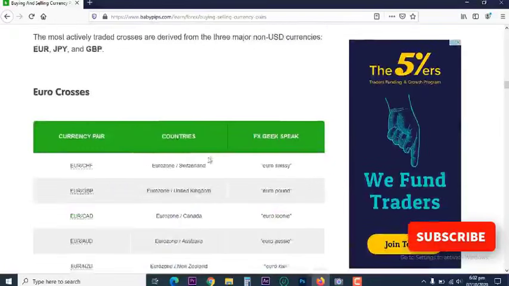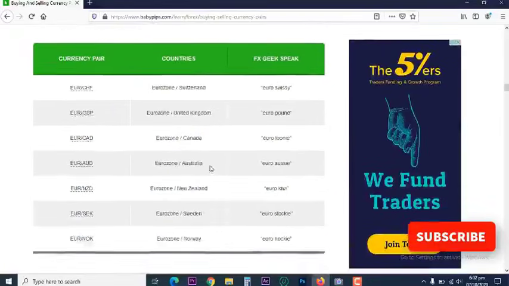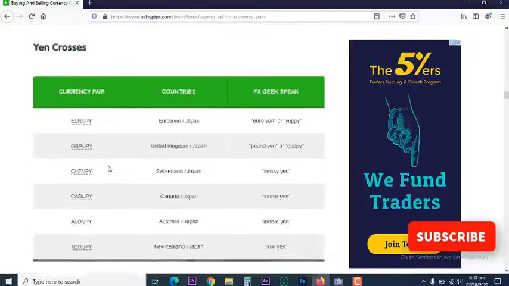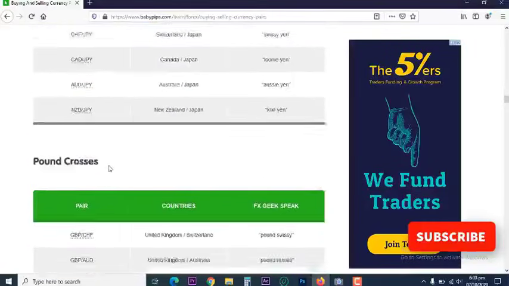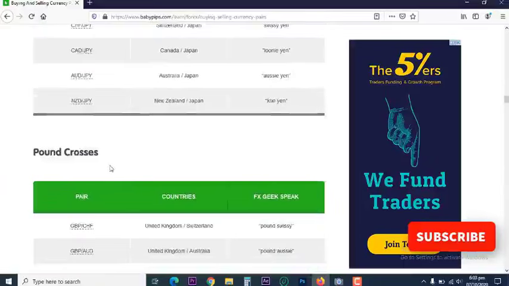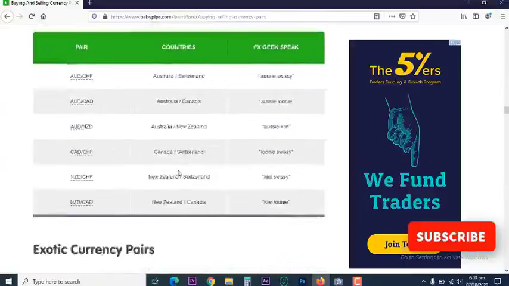So let's just take a look at some of them, right? So these are crosses: the euro and the Swiss franc, euro GBP, euro CAD, and all that. Then we have the yen crosses: EJ, GJ, CJ again, which is the CAD, and all that. The pound crosses, there are a lot.